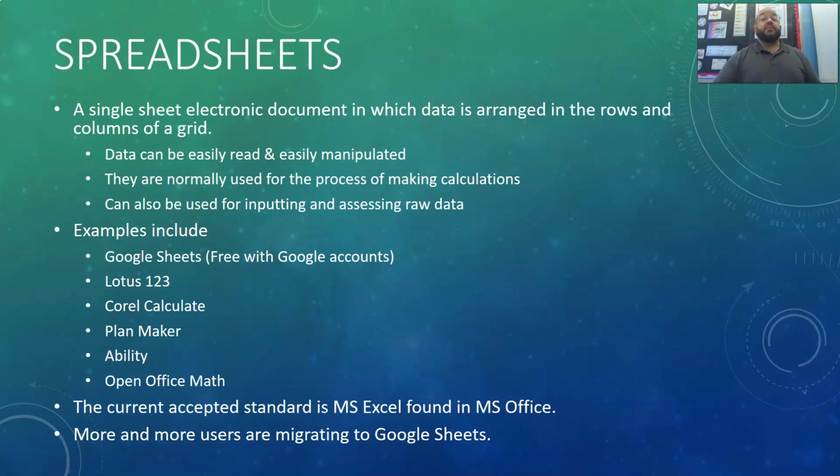However, people and users are happy using simple calculations. That's why they gravitate or move towards Google Sheets. All right, so there we go. We've got word processors for text-based documents. You've got spreadsheets with rows and columns for data.